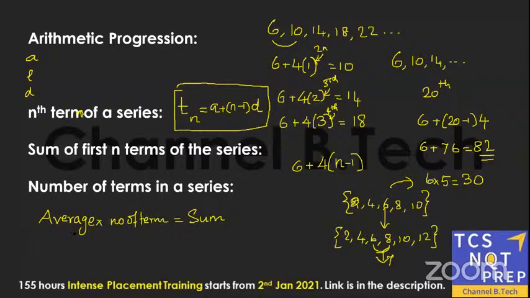We can also say number of terms is equal to sum of the terms divided by average, right? Like this also we can find out. So when the average is known and the sum of the terms is also known, you can find out the number of terms. Now, how do we find out the average?